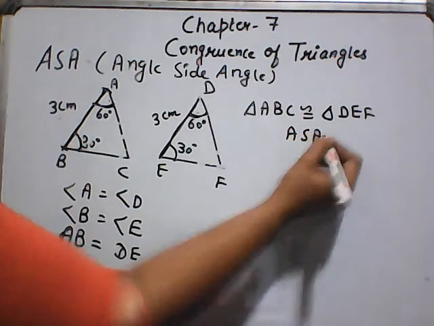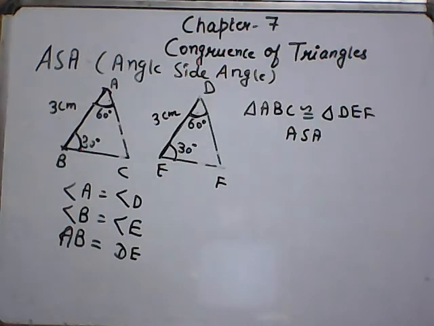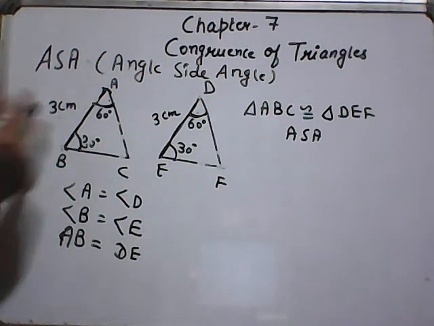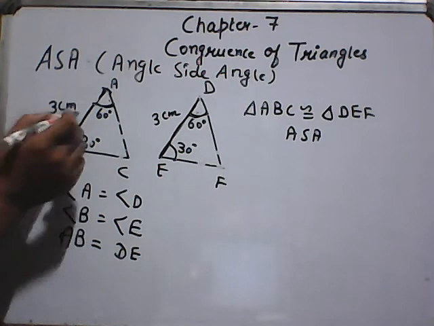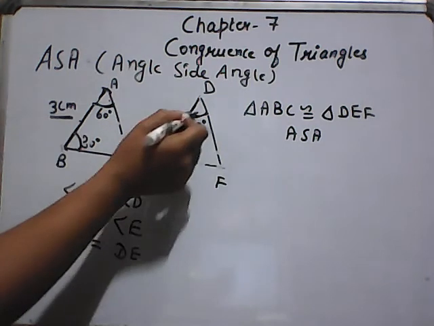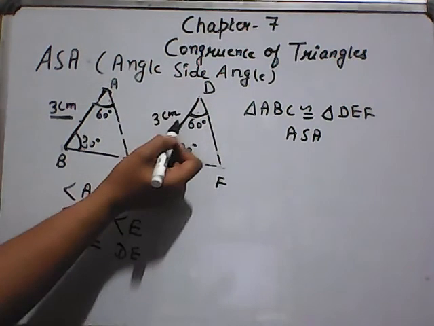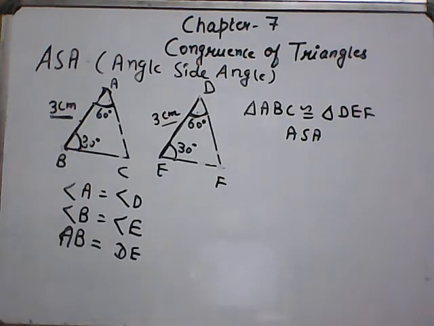ASA, angle side angle congruence rule. This rule states that if two angles and the side included between these two angles are congruent to the corresponding two angles and the included side, then these two triangles are congruent. Let's discuss it with the help of an example.